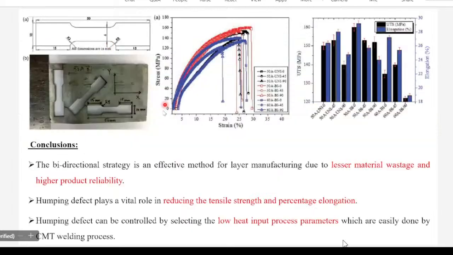So the same component has been made with tensile specimens at 0 degree, 45 degree, and 90 degree. What we have observed is, all the tensile specimens have been tested, and you can see the red one is the 50 ampere bidirectional at 0 degree. So 0 degree orientation has the highest strength compared to 90 degree, because in this the layer is in the transverse direction. So that's why this is the weakest tensile specimen, and 0 degree is the strongest tensile specimen.